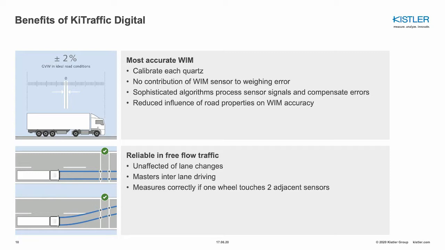And this is because we have many good signals from the position of the individual quartzes and can process them individually. This helps Kistler to project trajectories of vehicles, and therefore we are not dependent anymore on specific driving maneuvers, but can flexibly process our data to WIM measurements.